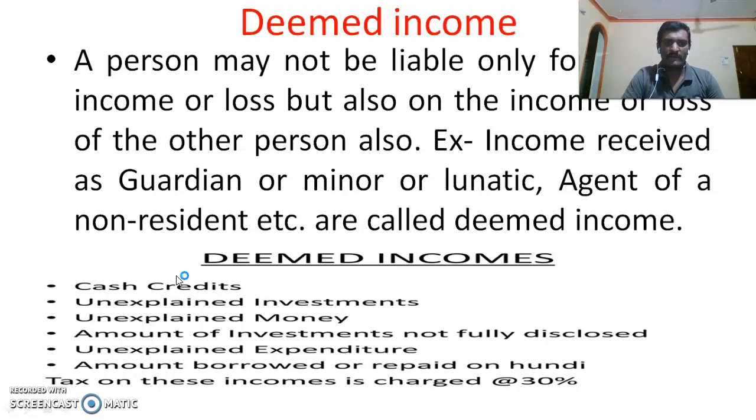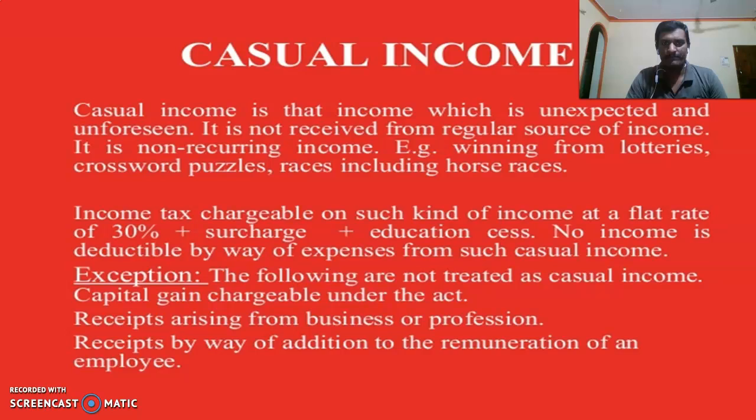The examples for the deemed incomes are cash credits, unexplained investments, unexplained money, amount of investments not fully disclosed, unexplained expenditure, amount borrowed or repaid on hundi. These are the examples for deemed income. And now let us discuss about the casual income. For casual incomes we can commonly call as a non-recurring income.